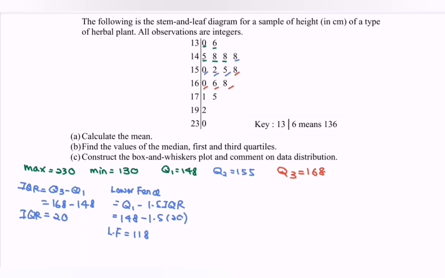Next is to find the upper fence. So the formula will be the Q3 plus with the 1.5 multiplied by the interquartile range. So we will have 168 plus 1.5 multiplied with the 20. So the upper fence would be 198.